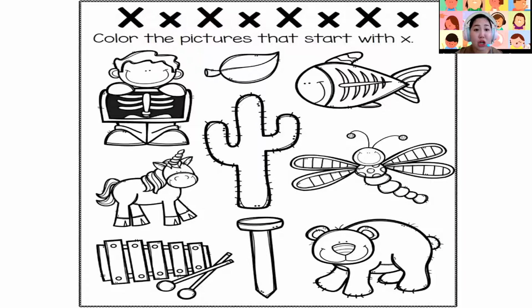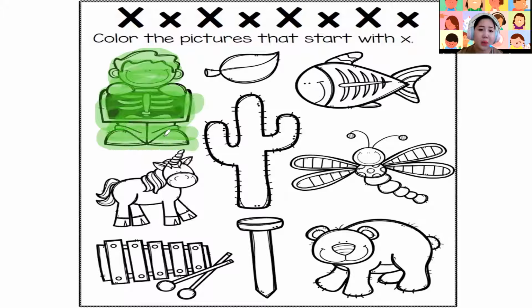Did you finish all of your work? Good job. Did you write your name also? Very good. So Teacher Sarah has pictures here on my screen. So we have to color the pictures that begin with the letter X. So the sound of the letter X is x, x, x. So X-ray, X-ray. Does it have the letter X in the beginning? Yes, it does. So let's color our X-ray.